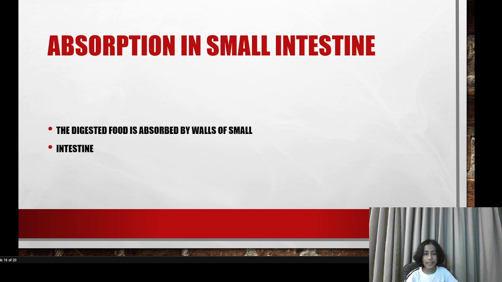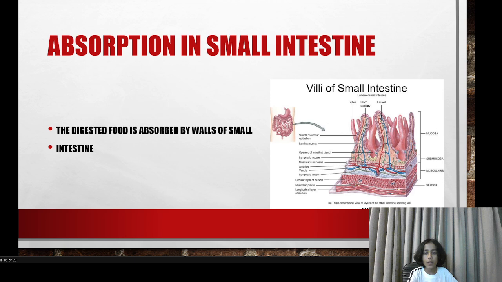So what villi does is whenever the nutrients need to be absorbed, the villi takes that in and then transfers it to the capillaries of our body. As you can see, they are finger like projections, villi or villus.